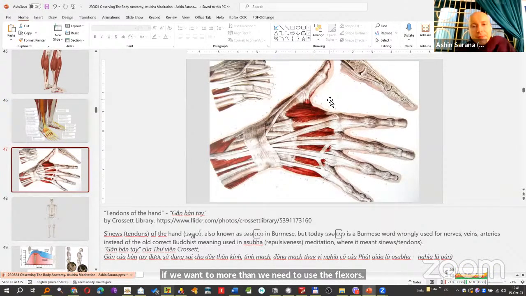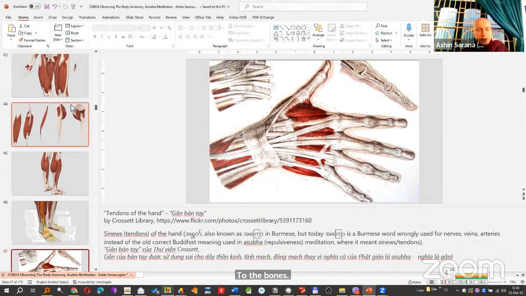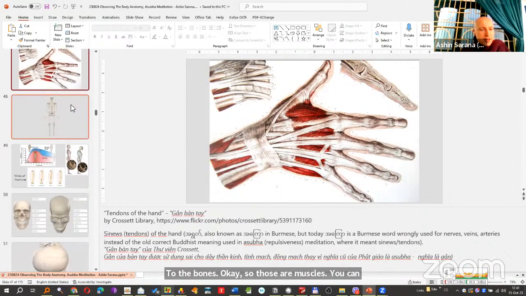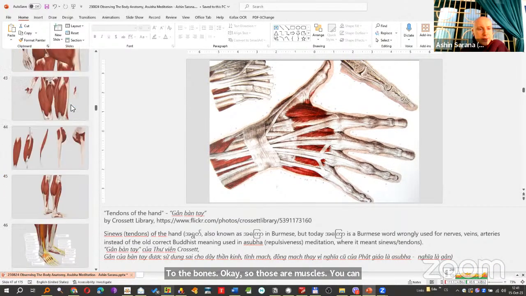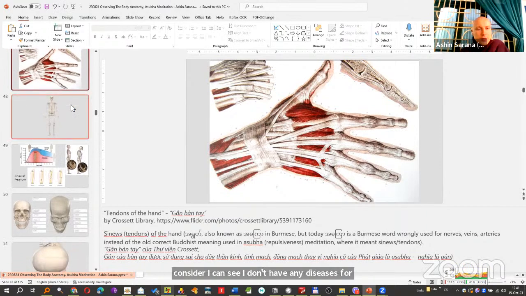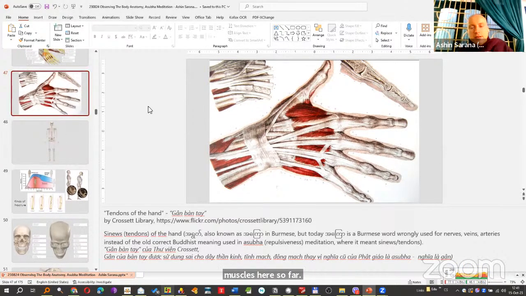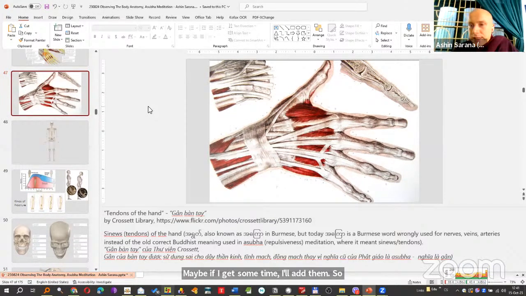Now we have sinews. So whatever is white here are the sinews. So we consider both the muscles and sinews, because sinews make the muscles attached to the bones. Okay, so those are muscles. I can see I don't have any diseases for muscles here so far. Maybe if I get some time, I'll add them. So these are muscles and sinews.